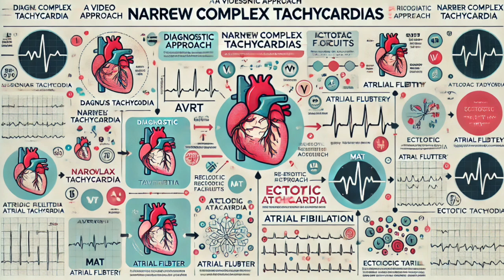Next up, irregular narrow complex tachycardias. We start with MAT, rate 100 to 150. This is multifocal atrial tachycardia. We can see P waves, but they're usually different in morphologies.